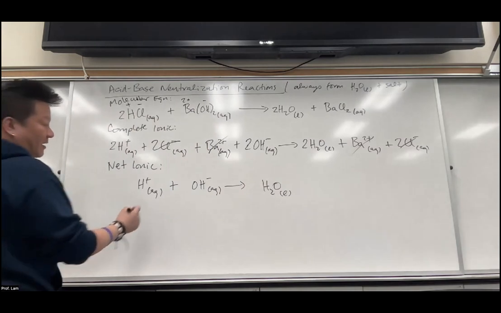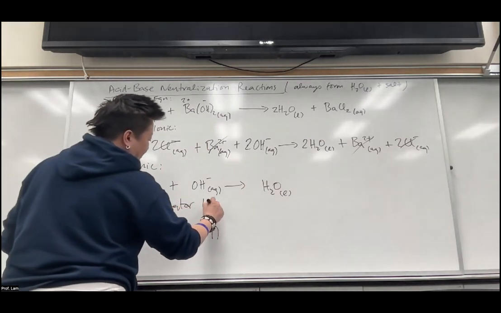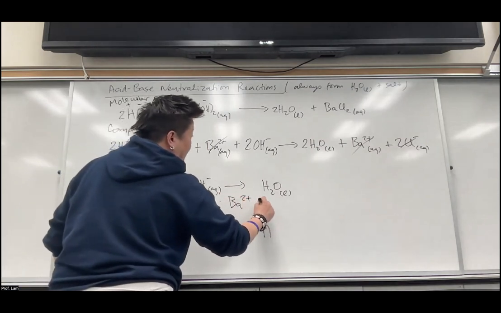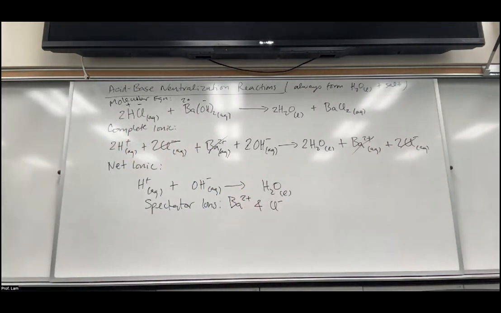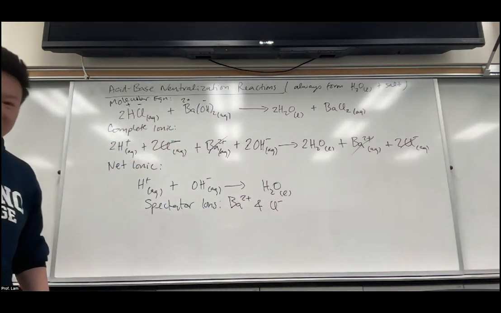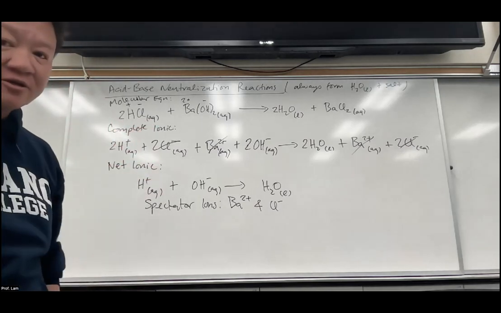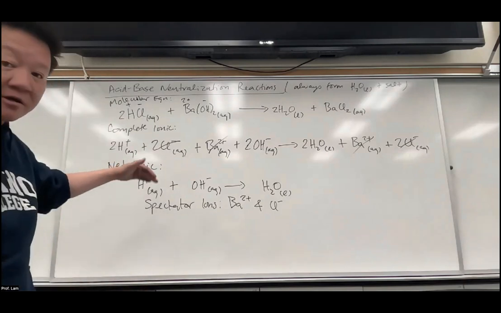All right. And then you just need to put what the spectator ions are. It's the ones that you cross out, Ba2 plus and Cl minus. Okay. Makes sense, right? So you see how it looks just like last lecture when we did precipitation reactions, right? Doing molecular and ionic.